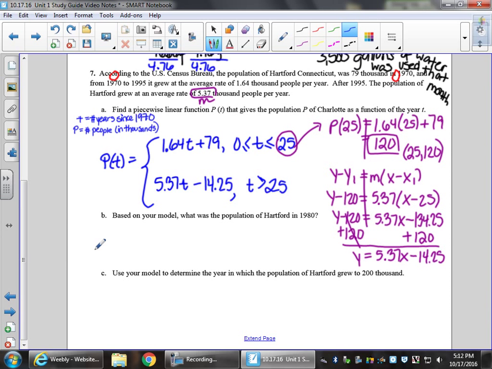Based on your model, what was the population of Hartford in 1980? We need to figure out how many years after 1970 is 1980. That's 10. 10 falls into the first piece, so P of 10 equals 1.64 times 10 plus 79. If I do that, I get 95.4. Multiply that by 1,000, and I know that is 95,400 people.